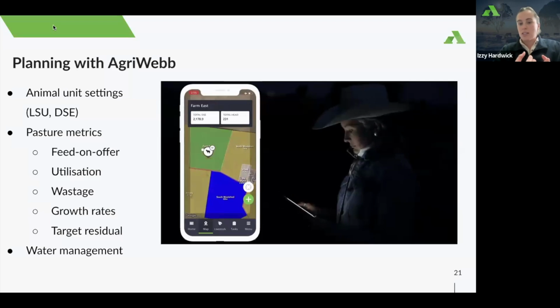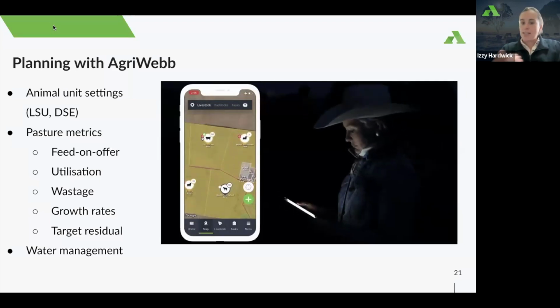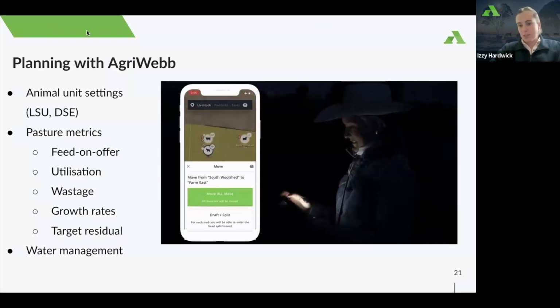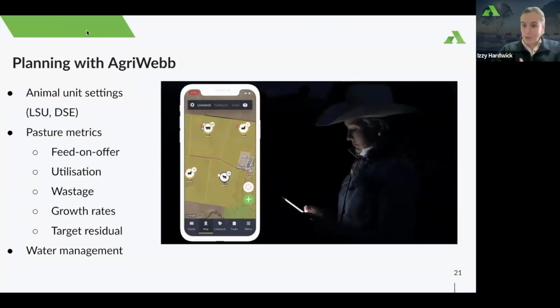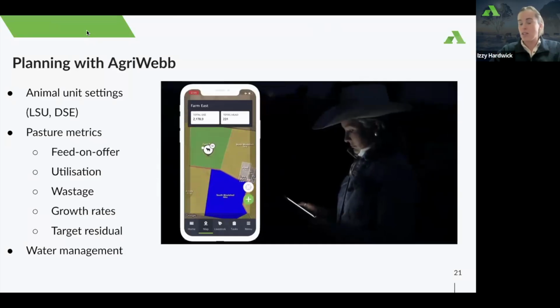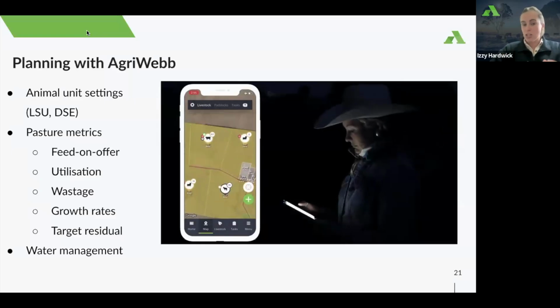So if you've got a lactating cow or a third trimester cow, you're not going to see that DSE will go up. So going in and actually updating your DSEs of your mobs is going to give you a much more accurate stocking rate so that you can start planning effectively, because you've got a better understanding of the stock loads that are actually going to be on your pastures, rather than just, I guess, using the average.